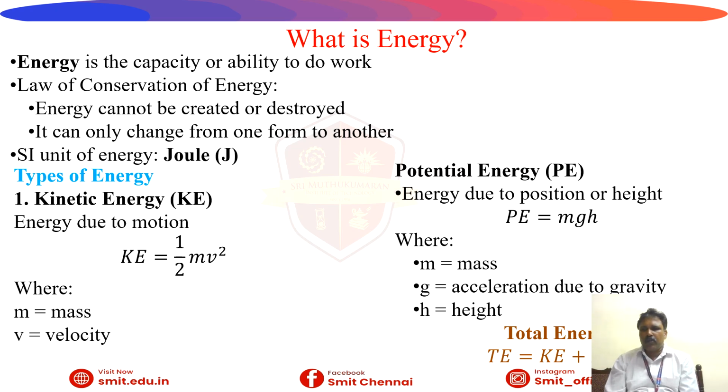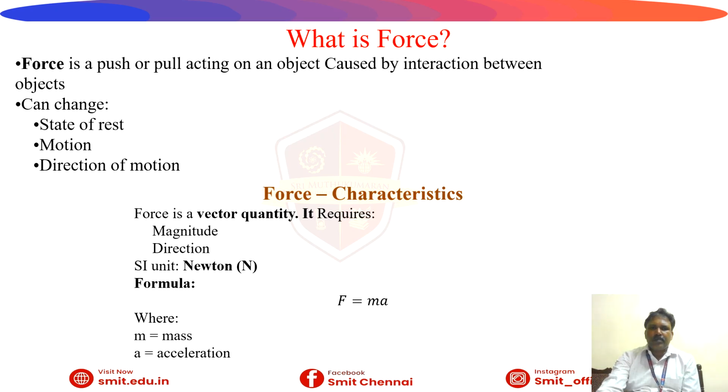Whenever you are dropping a stone or a ball from the top of a tower, the energy will be stored as m g h. The kinetic energy of a moving particle is half m v square. We have to take it into account. The total energy is nothing but the summation of these two energies, that is kinetic energy and potential energy.